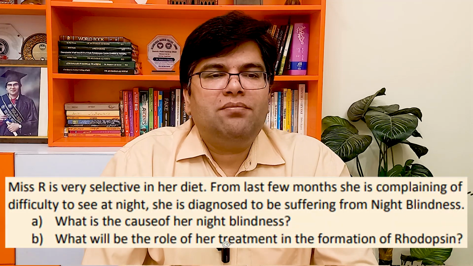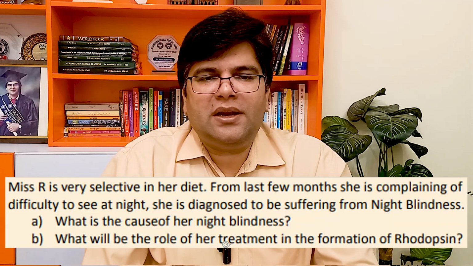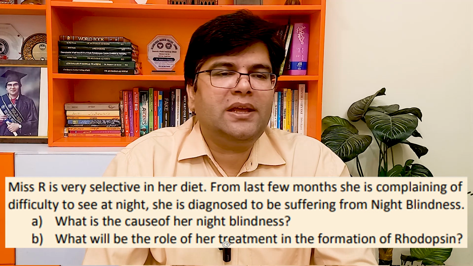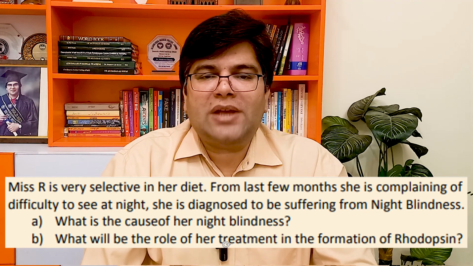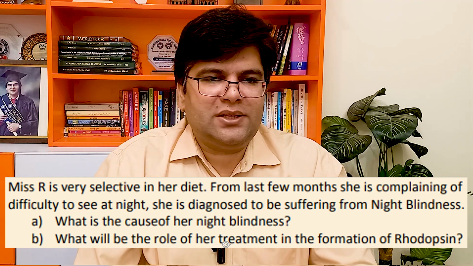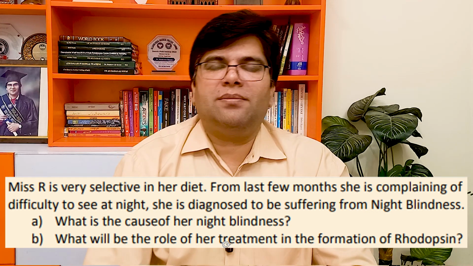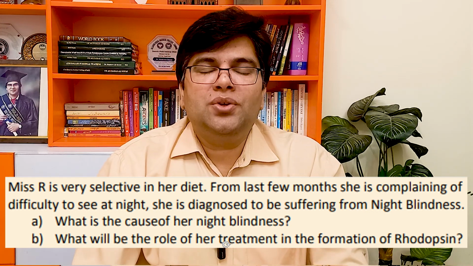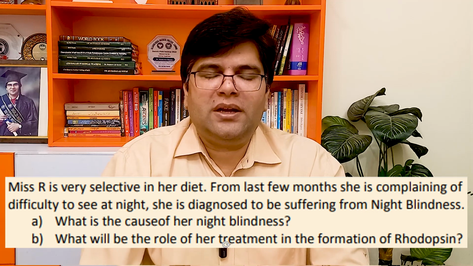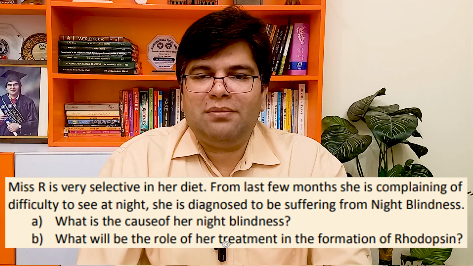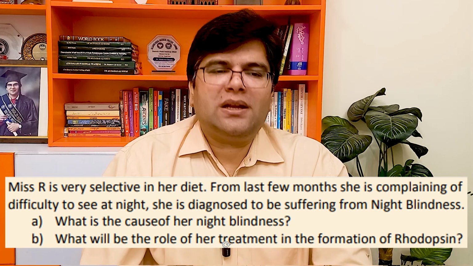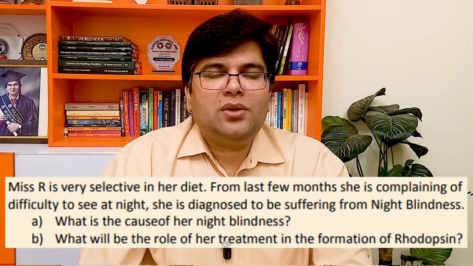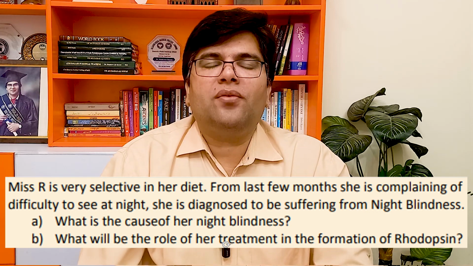Next question is, Miss R is very selective in her diet. For the last few months, she is complaining of difficulty to see at night. She is diagnosed to be suffering from night blindness. What is the cause of her night blindness? Because Miss R is selective in her diet, nutritional deficiency of vitamin A is causing night blindness in this case. Next part of this question is, what will be the role of her treatment in the formation of rhodopsin?